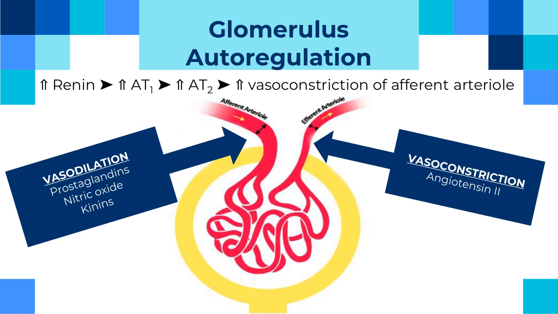Blood flow into the glomerulus is carried by the afferent arteriole. And things that can affect the dilation of that arteriole are prostaglandins, nitric oxide, and kinins. It flows out of the glomerulus through the efferent arteriole. And vasoconstriction of that arteriole is mediated by angiotensin II. This whole system is a feedback loop that auto-regulates the flow through the glomerulus to maintain that homeostatic mechanism.